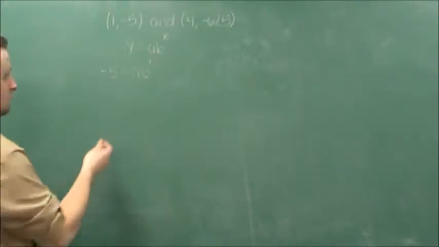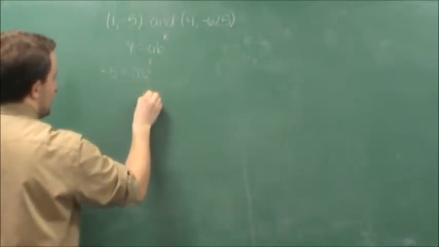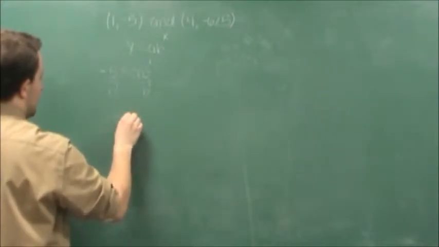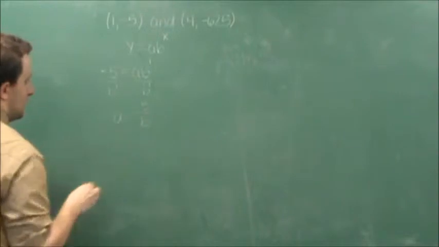And at this step, I'm just going to solve for a by the first step. Just solve for a. Divide by b to the first. And we're left with a is equal to -5 over b.